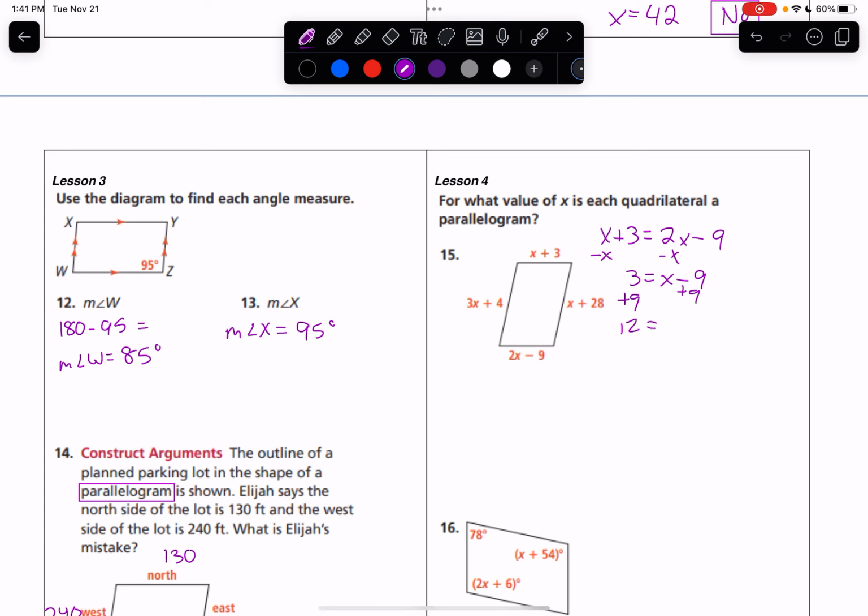So 12 equals x, and that means that I know that x is equal to 12, and I can check it on my other two sides. So if I do 3 times 12 plus 4, that will be 36 plus 4, that's 40. If I do 12 plus 28, that is also 40. So x definitely equals 12.